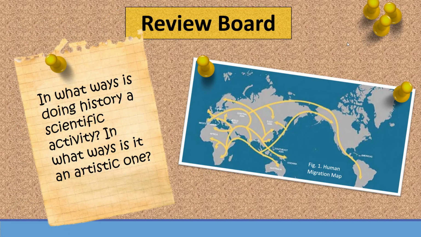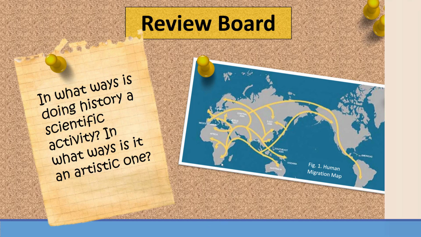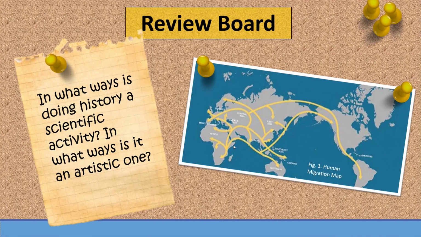Okay. Going to our review board, we have a simplified map of what haplogroup early human migrations look like based on genetic evidence, which comes from different haplogroups. And we started in this area of Southeast Africa and populated the globe.